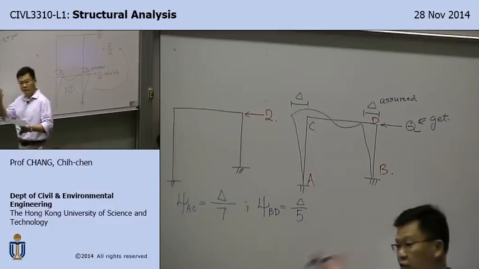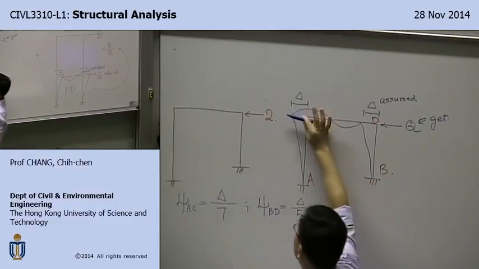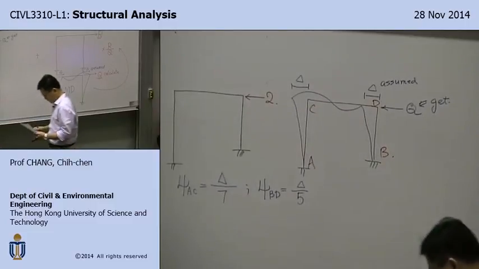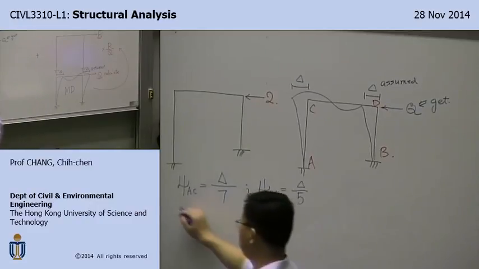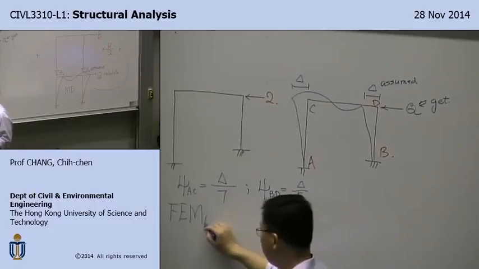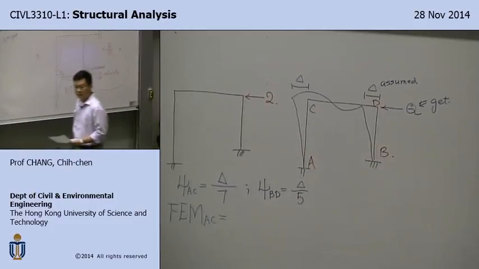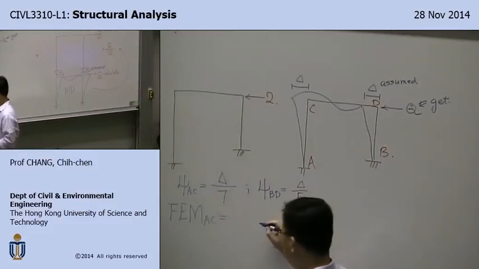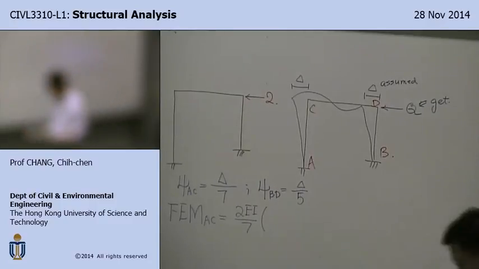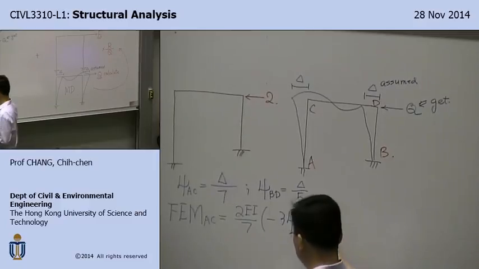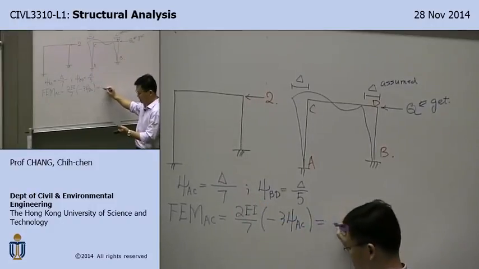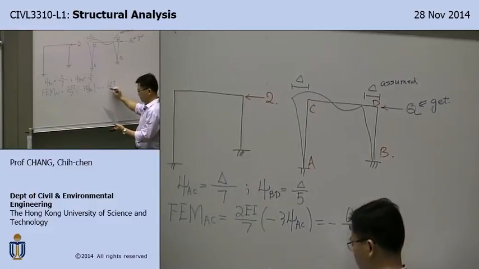So just following the concept of the previous example, you have a settlement. So the starting point is you assume clamp conditions and let it move delta. So the fixed end moment can be calculated using the slope deflection equation just like before. So I will be able to calculate the fixed end moment for this component and that component so that I can start my process. So this fixed end moment is 2EI over L, and assume rotations are clamped. So minus 3 times the rotation angle of AC. If you substitute that in, this gives you minus 6 EI over 49 delta.